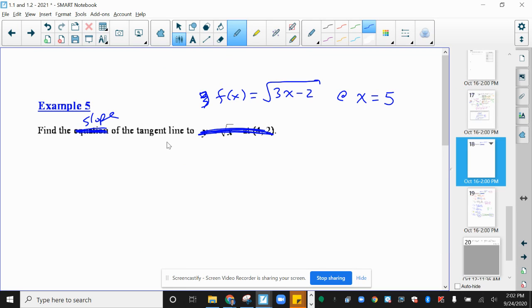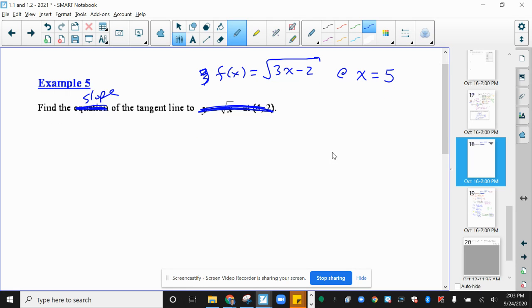Your next page has find the equation of the tangent line to y equals root x. Let's change this up a little bit. Let's just find the slope. So we don't want the equation, we just want the slope. I want to change up the function a little bit. So it is root of 3x minus 2, and I want to find the slope at x equals 5. So I'll give you a minute to copy that all down.